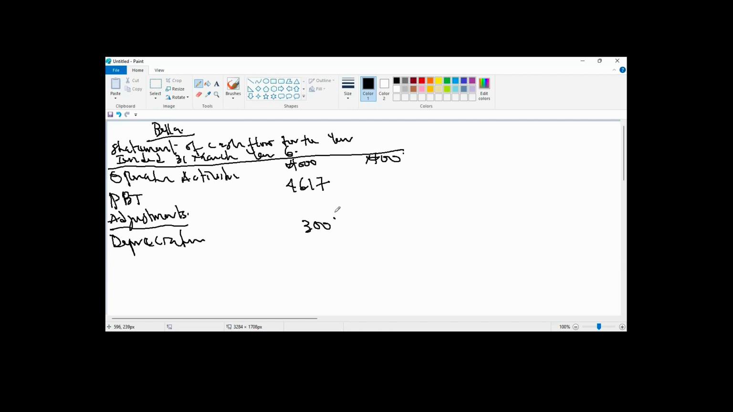Depreciation 300. Next, intangible. Is there anything like amortization? I'll go and check the additional information. There was no information on intangible, so I will investigate further. At the beginning, intangible is 300; at the end it is 800. They purchased intangible. They did not amortize.